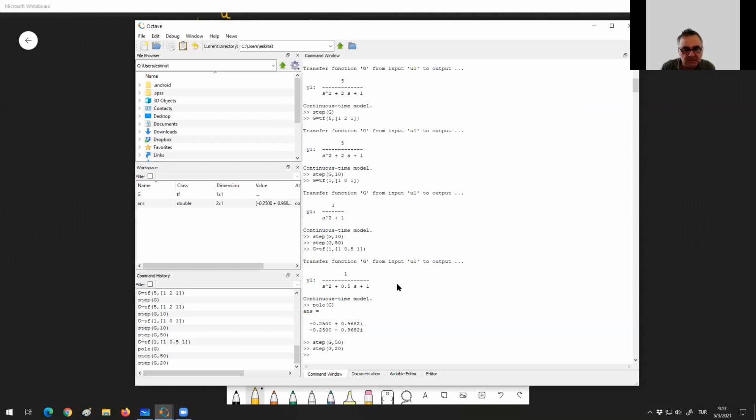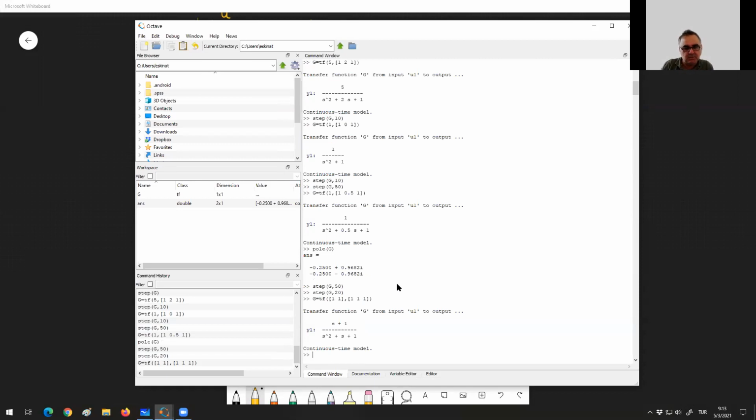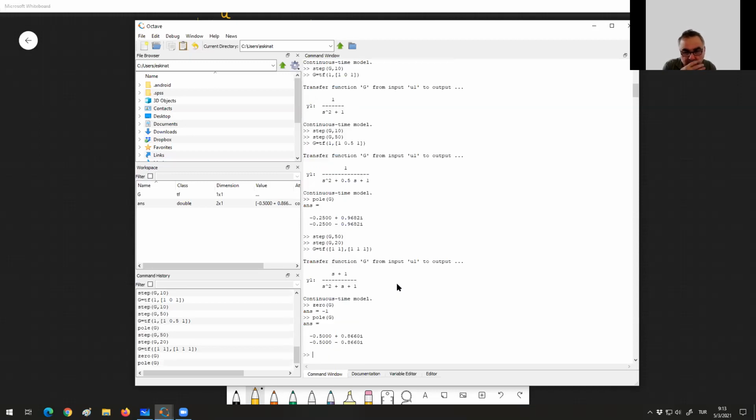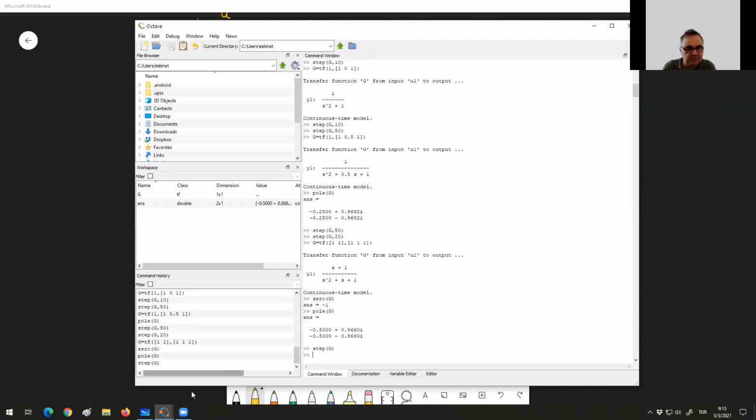Okay. Let's put a zero on our system now. Let's say this is our system. Let's say this is a 1, 1. And let's say instead of this, we have 1 and 1, let's say, so that the system has a zero at minus 1 now. So if you say zero of G, for example, you are going to get zero at minus 1, and pole of G is this. So if you look at the step response, now the step of G will be kind of different.